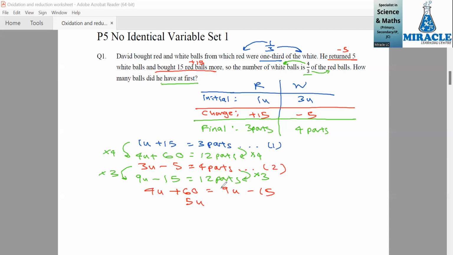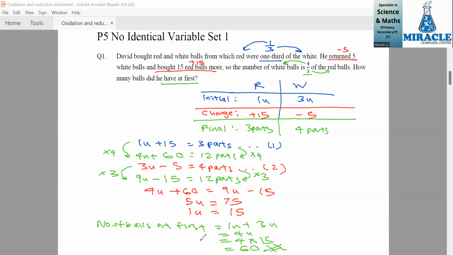So 5u, because 9u minus 4u gives you 5u, equals to 60 plus 15. So that is 75. So now we can find the value of 1 unit, which is 75 divided by 5, and that gives us 15. So the question wants to know how many balls he had at first. So number of balls at first would be equals to 1u plus 3u, which is 4u, and 4u represents 4 times 15, which is 60. So this is your final answer.